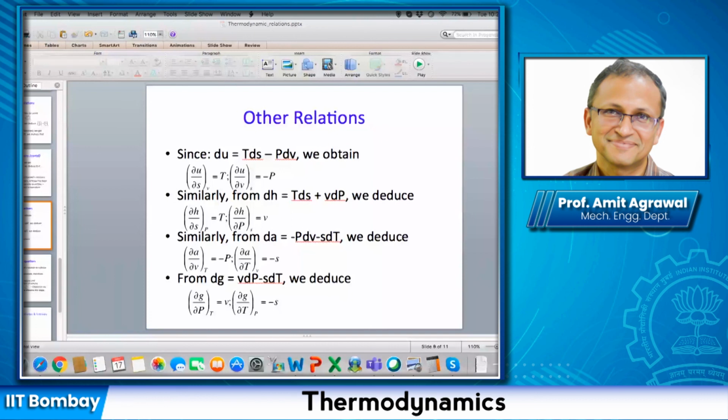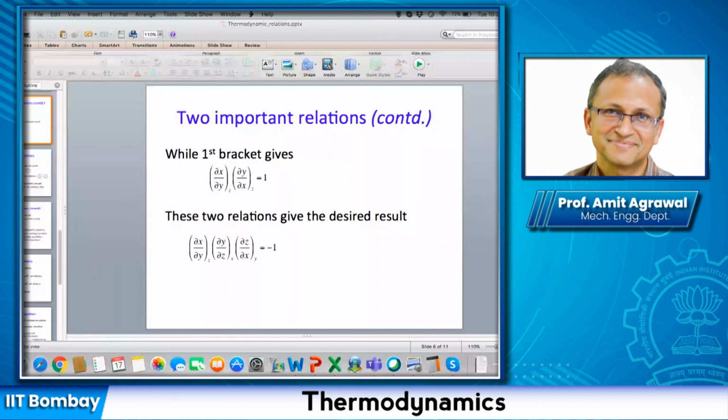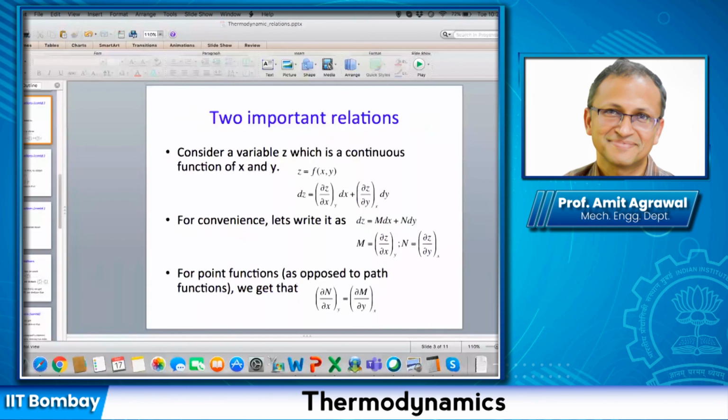Yes, sir. Okay, got it. Sir, I think in the beginning of this slide we said that x, y, z are independent variables, if I'm not wrong. Mhm. So we are using them for these Maxwell relationships.